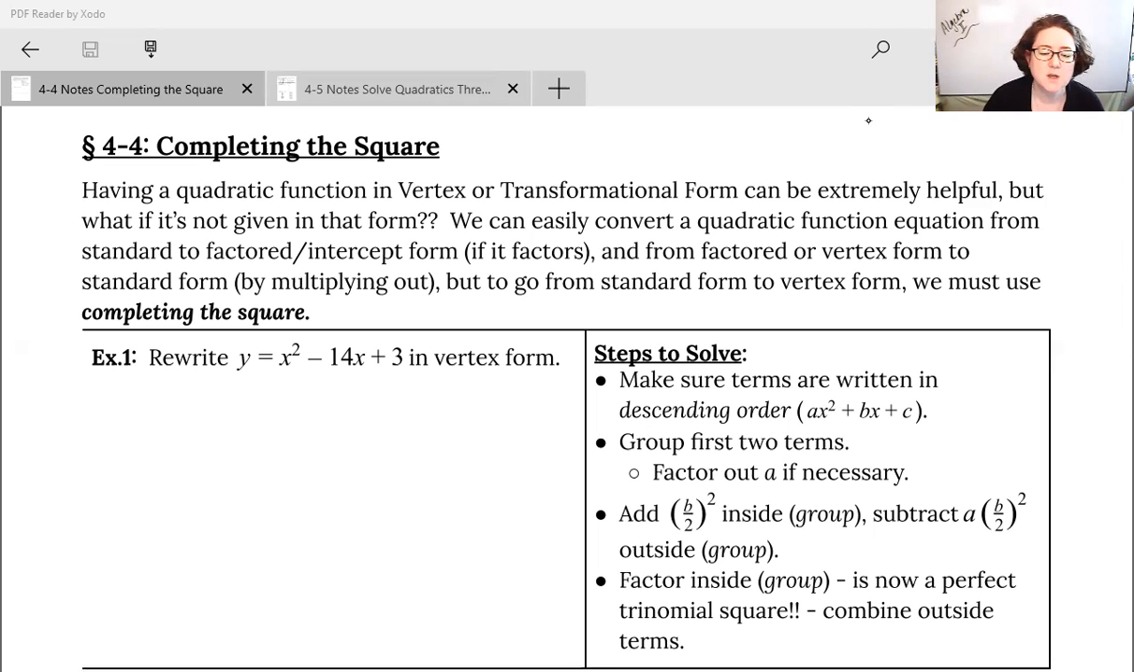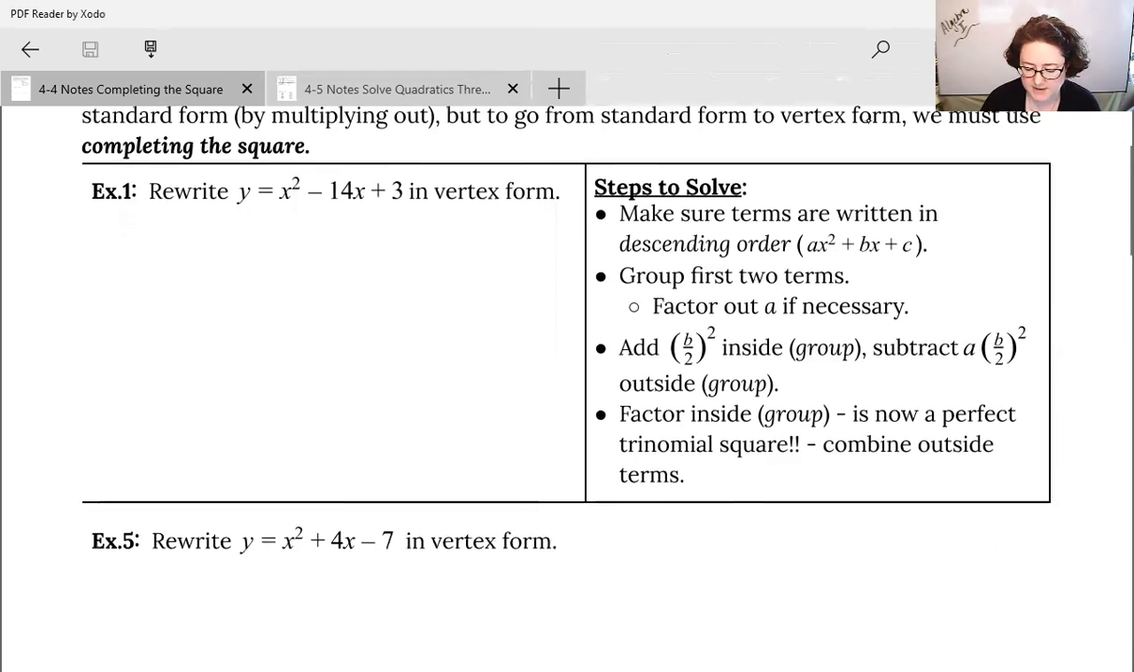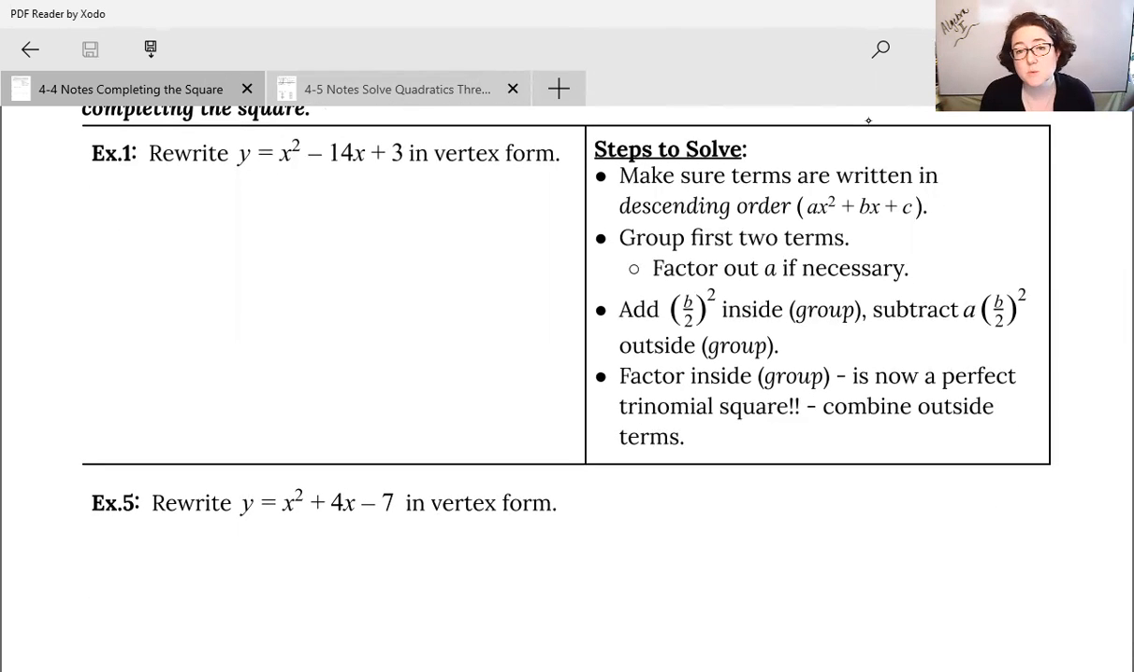For our first example, we're going to rewrite the expression y = x squared - 14x + 3 in vertex or transformational form. We have some steps over here to the right. The first thing we always want to do is make sure we've got everything on one side of the equation, and you'll see what I mean when we solve this out. In our first set of examples, we're just changing things from standard to vertex form.